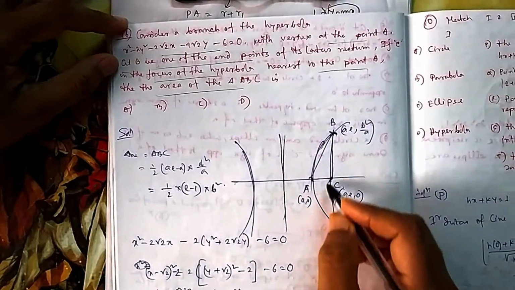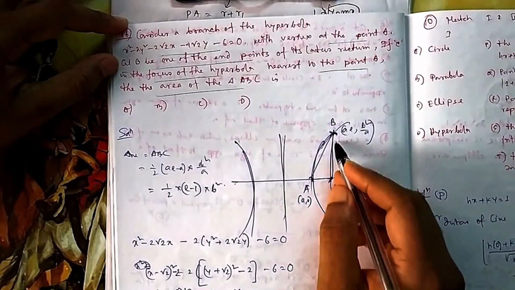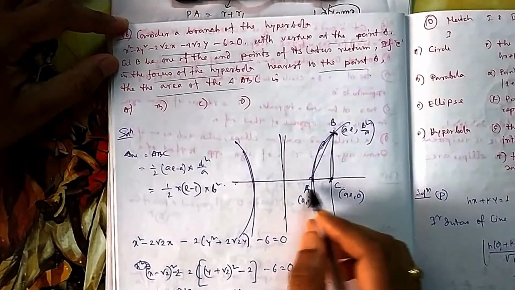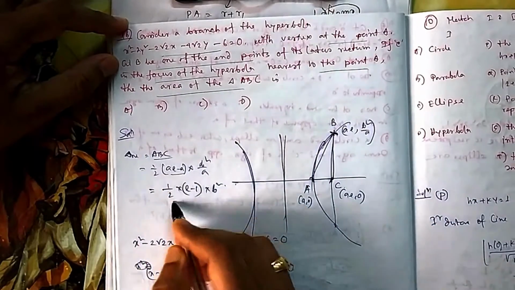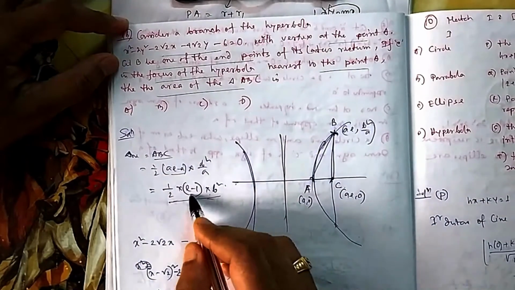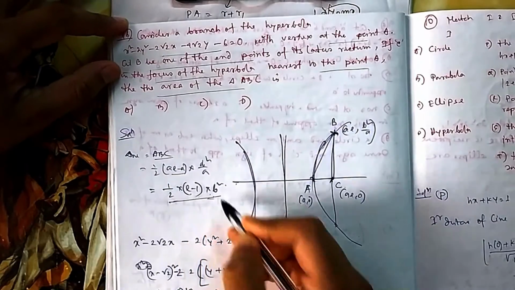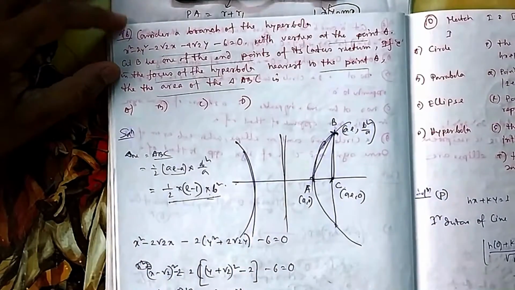This area is half height into base. Height is this one, B square by A. Base is AE minus A. So this is AE minus A, this. So these things you know. Eccentricity you need to find, A. So this you can find from this general equation.